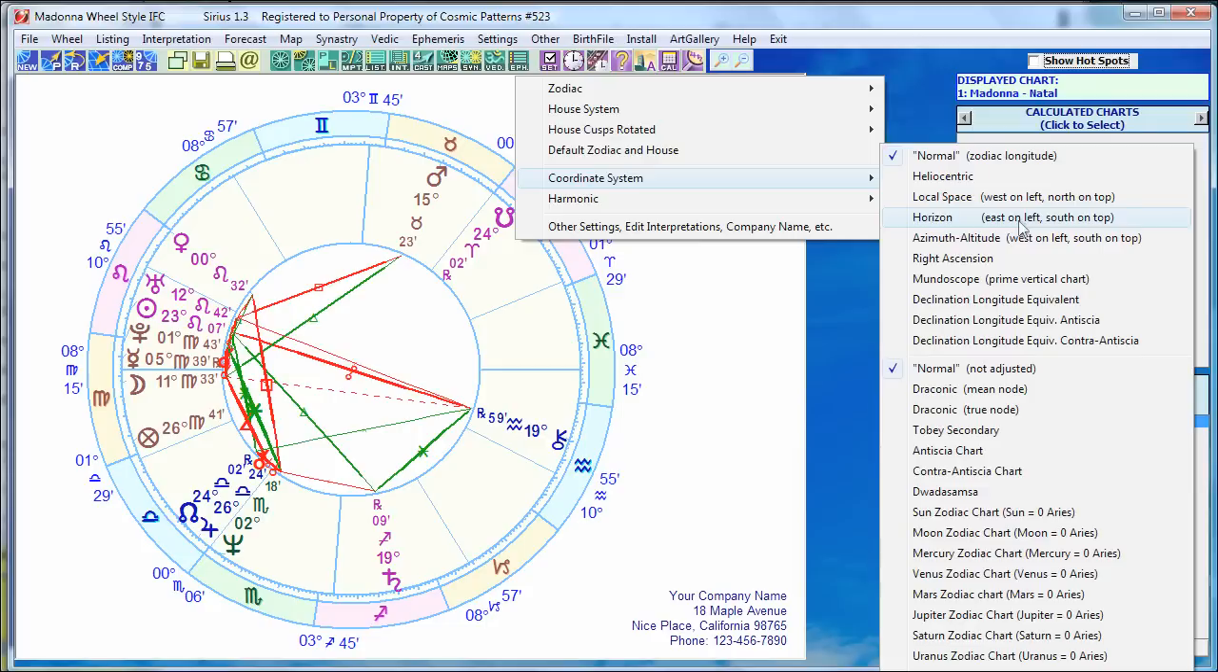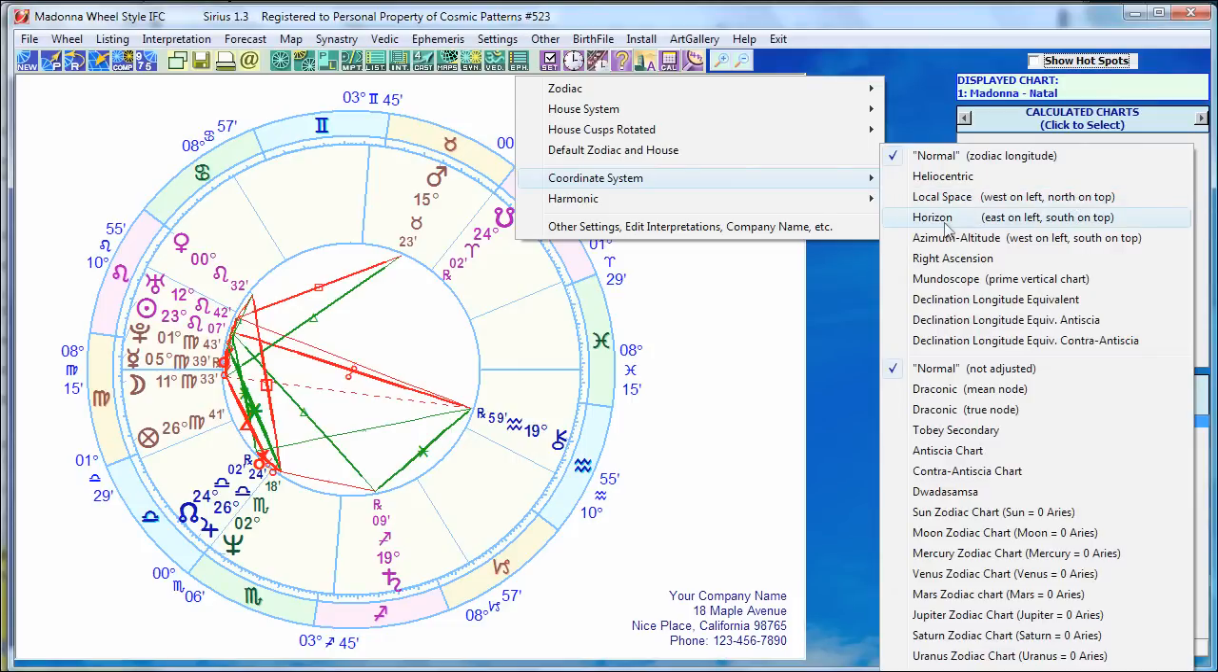This horizon is nice because that's the way we do it, with east on the left, and it'll put south on the top, because the horizon is measured north, south, east, west along the horizon. And it'll put south on top and east on the left. And local space is nice because you can actually overlay the horizon chart on a map. And then this is done the way a map is, with west on the left and north on the top. But we're going to do horizon.